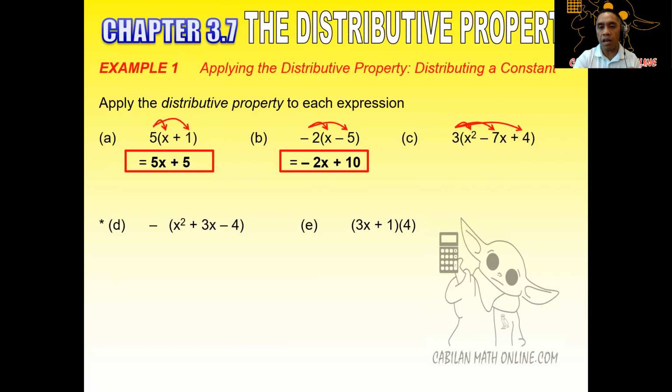So for example, 3 times x squared, that's going to give me 3x squared. Now, when you multiply the 3 to the -7x, you are multiplying the numbers together. So for example, 3 times -7x, that's going to give me -21x. Then for the final part here, 3 times 4, that's going to give me 12.